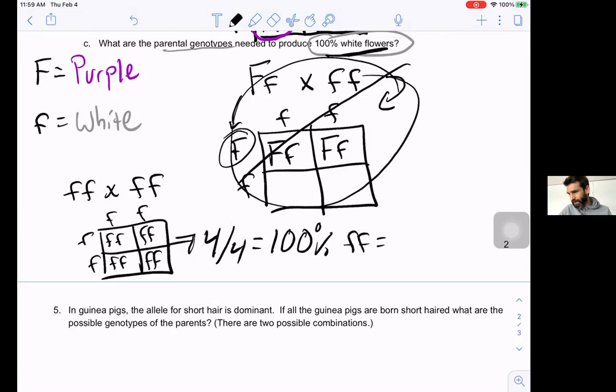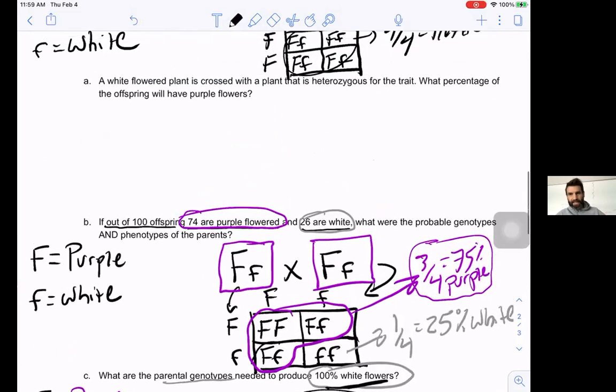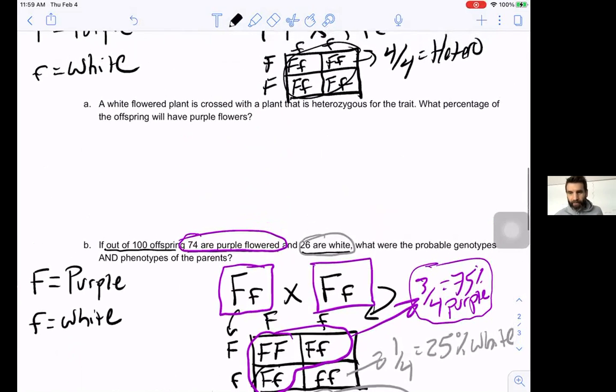Little f equals white. So, all right, well, I hope that the more we practice this, the more we're getting a little bit more comfortable with moving these kind of around and picturing what could happen in the future. And some of it is just trial and error. And the more you practice, the better you're going to get at this.